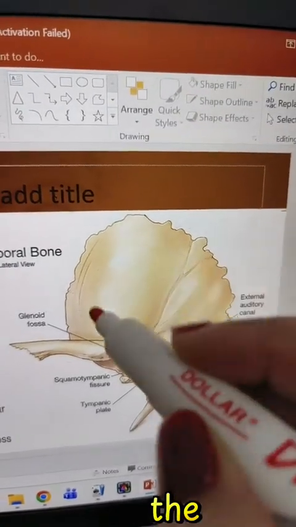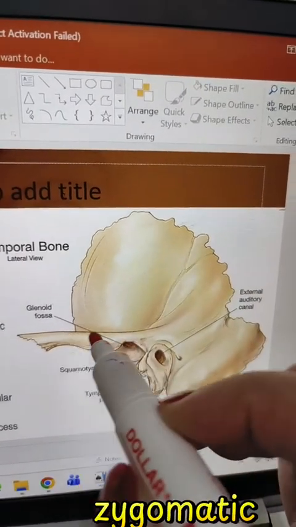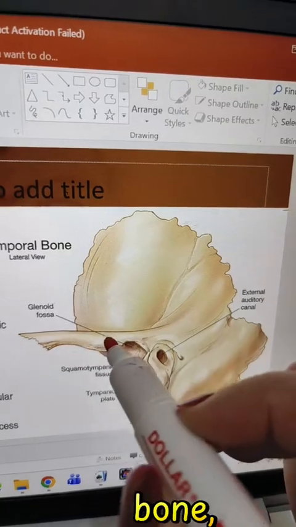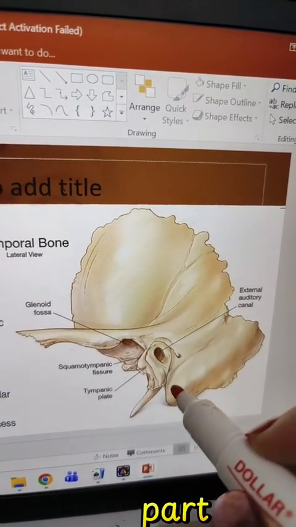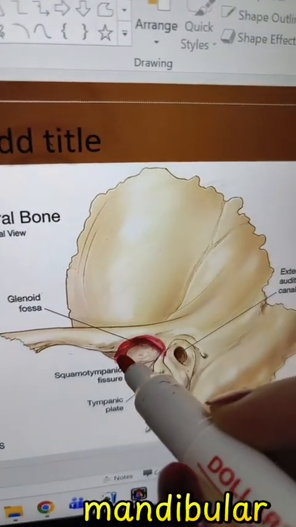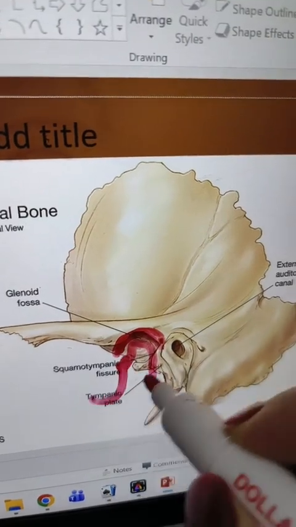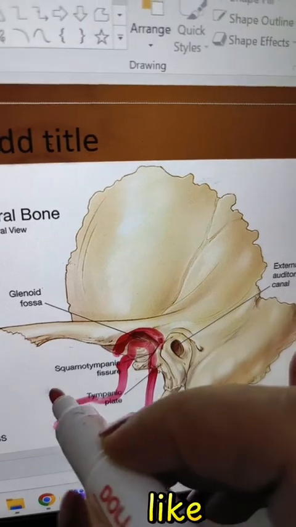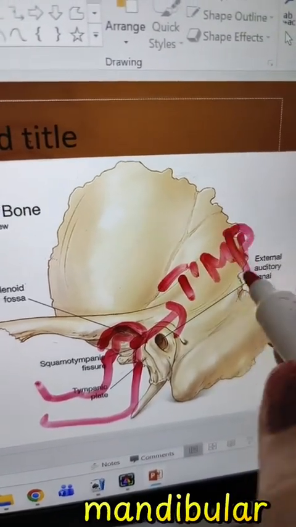It's the temporal bone, squamous part of the temporal bone. This is the zygomatic process of the temporal bone, styloid process of the temporal bone, and this is the mastoid part of the temporal bone. This part is known as mandibular fossa. Here the head of the mandible attaches like this and will form the TMJ, temporomandibular joint.